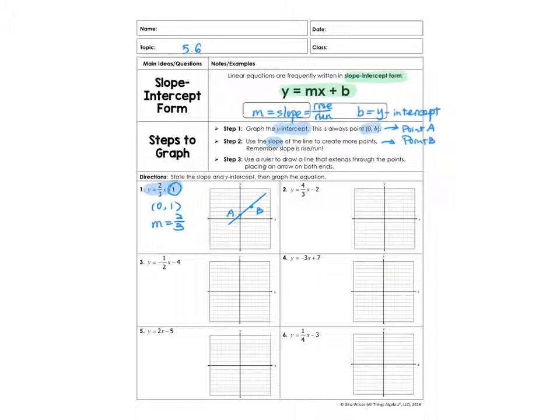It's that easy. So number 2, it's the same thing. My b equals negative 2. So on the y-intercept, I find (0, -2). That's my y-intercept. My slope is 4 over 3. So from point A, which is (0, -2), I rise by 4. I run by positive 3. And that's what it is. Okay?